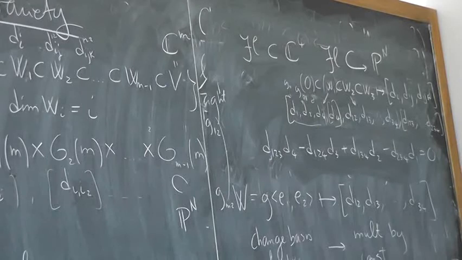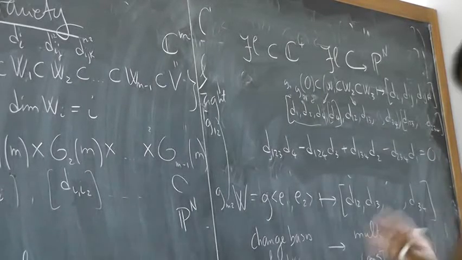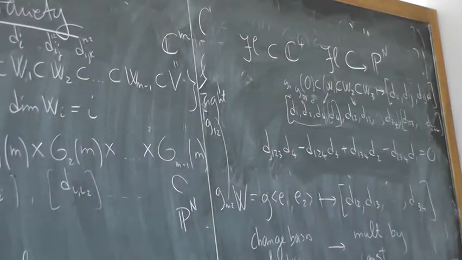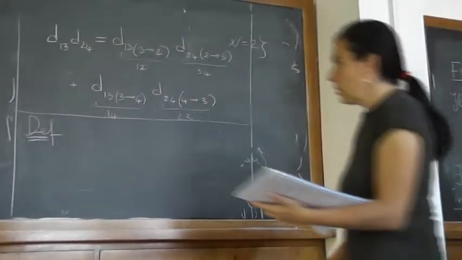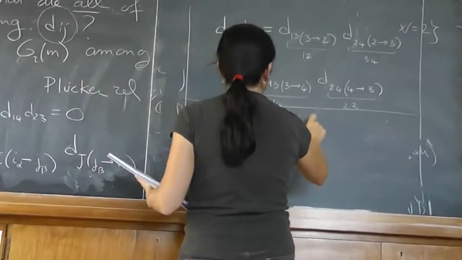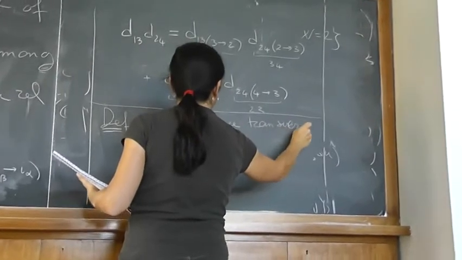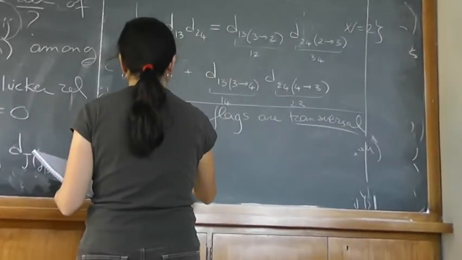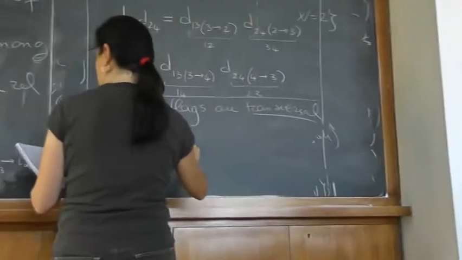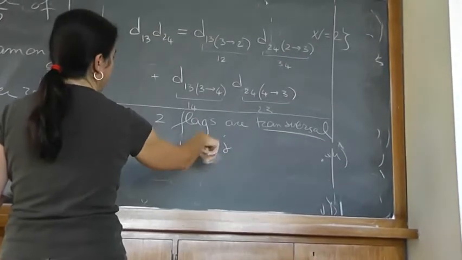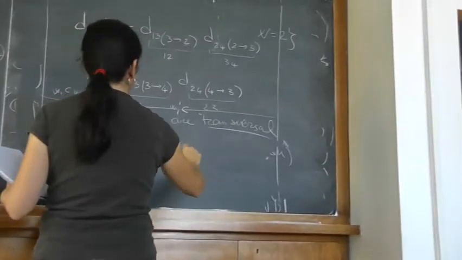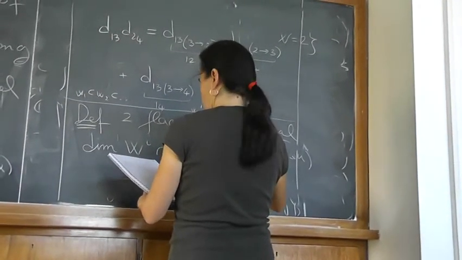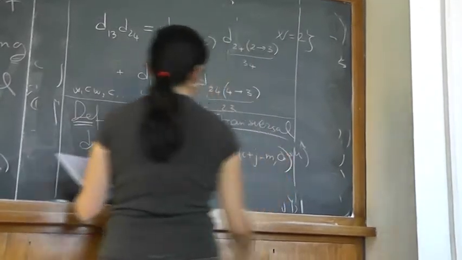Okay, so I just want to say a little thing, so the next time I start from scratch. A little definition: two flags are called transversal, where the elements of the flag are called flags. So this thing is a flag. So two flags are transversal if the dimension of Wi intersect Wj tilde, because it's a different flag, is equal to the maximum between i plus j minus m and zero. One flag is W1, W2 and so on, the other is W1 prime and so on. This is just a definition.